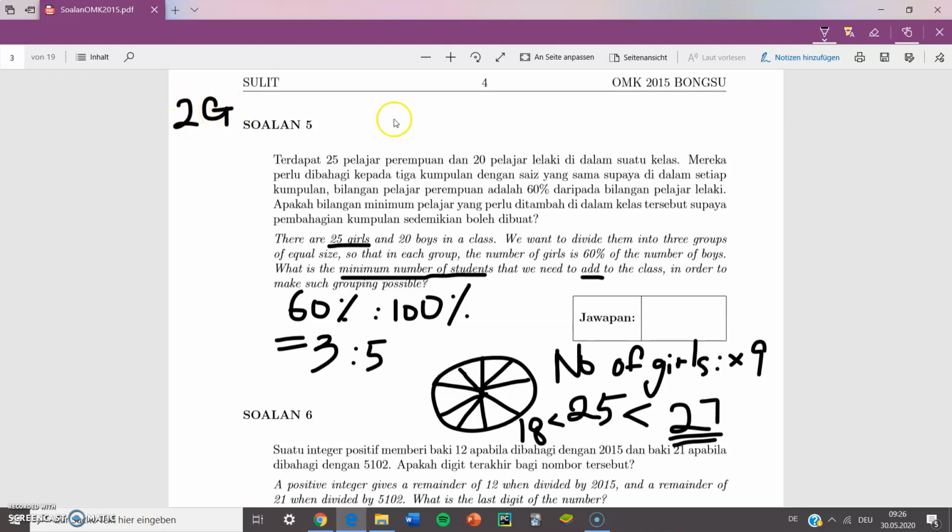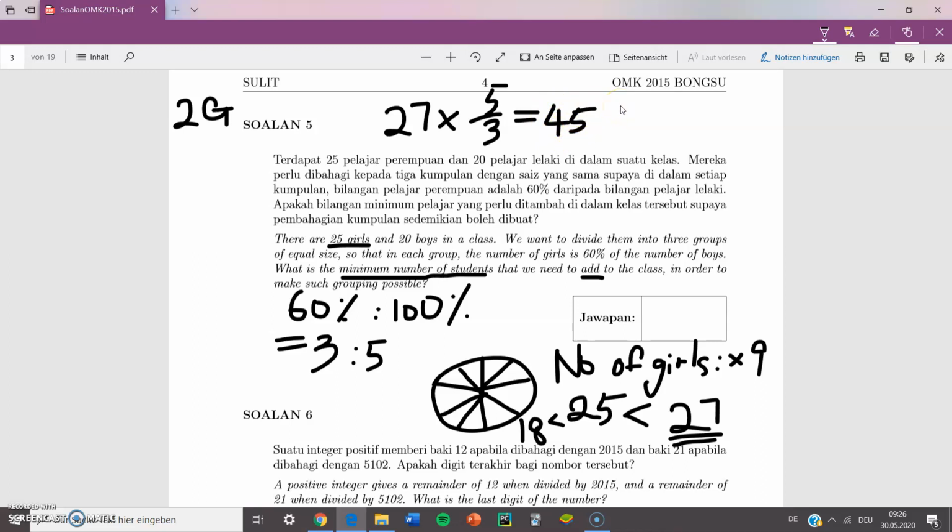Okay, so if we are to have 27 girls, how many boys do we need? We can use the ratio, so 27 times 5 over 3, because for every 3 girls you need 5 boys, so it will be 45.